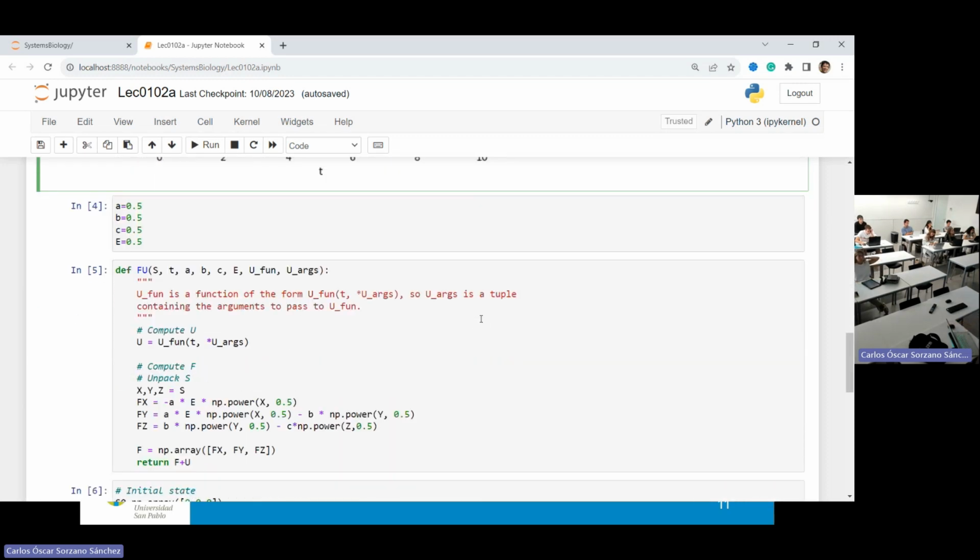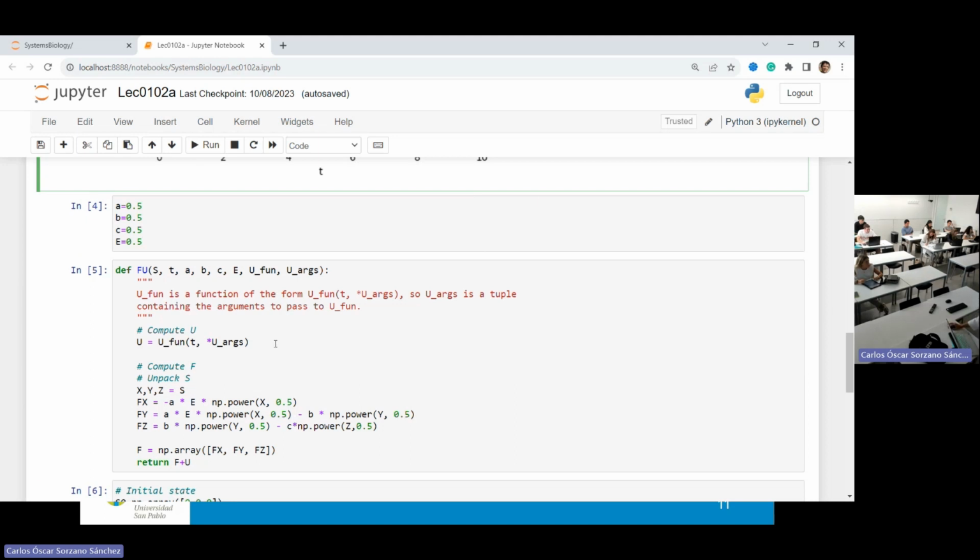And then we have to define constants for our parameters. So these parameters A, B, C, and E will take some values. Okay, so these are the values. And now I have to define the F. The F is the slope. Okay, it will receive the state, the time that we want to compute, and then all the parameters that it needs. So it needs A, B, C, E, the U function, that is the input, the arguments of U. So this is just Python stuff.